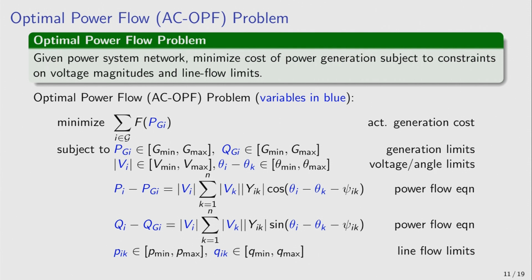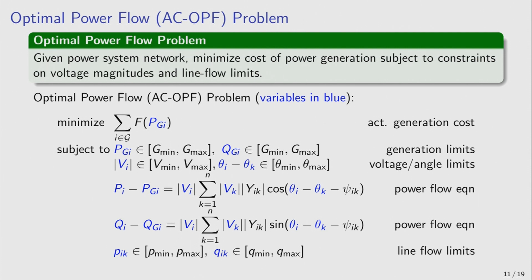We have constraints on the type of generation that we can do. There are active and reactive power generation limits. And then there are limits on the voltages and on the difference between the phase angles. So this is in polar coordinates now. And then we have the two power flow equations, and then the line flow limits. So those are limits on the flow along the lines. And the variables are here indicated in blue.